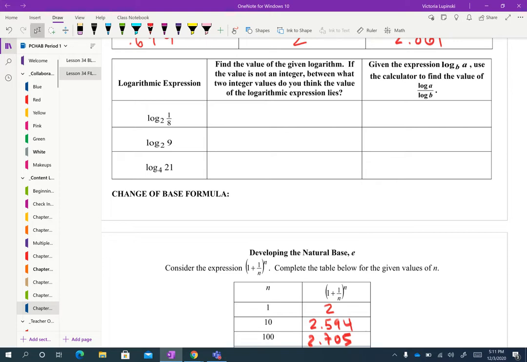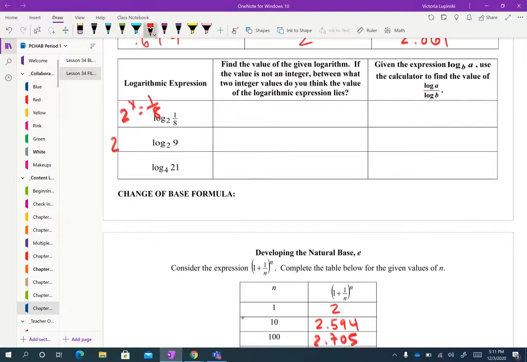So for each of these problems, log base 2 of 1/8, you might want to think of it as an exponential. So in number 1, the question that you're actually solving is 2 to the what is equal to 1/8. In the next one, the question you're actually solving is 2 to the what is 9, and 4 to the what is 21. So again, logarithms are nice, but you should always really think of them in terms of the equivalent exponential, especially if you're trying to solve them mentally.